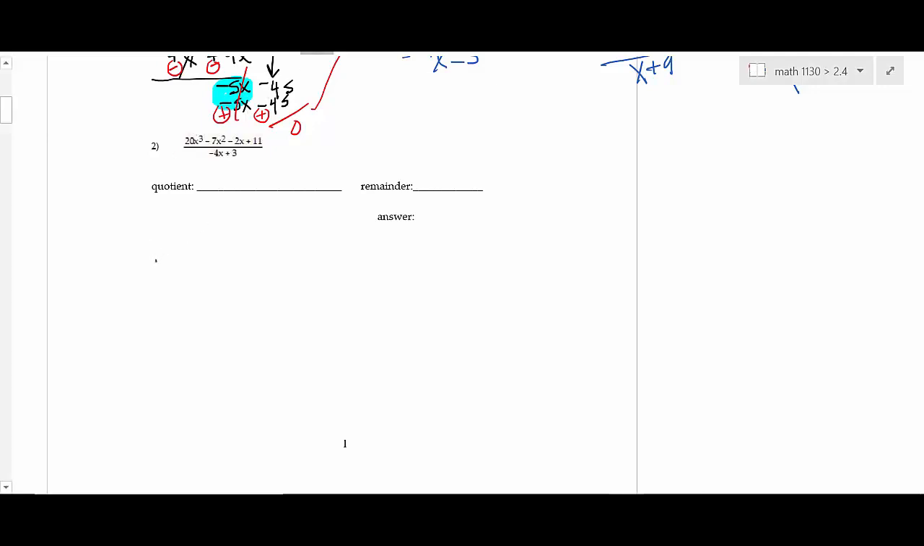So let's go ahead and set this one up. You want to write down 20x to the third minus 7x squared minus 2x plus 11. And then we're going to divide that by negative 4x plus 3. Now, where do you start? You start by doing division. So we're going to divide those two things that I highlighted. You do that in your head.